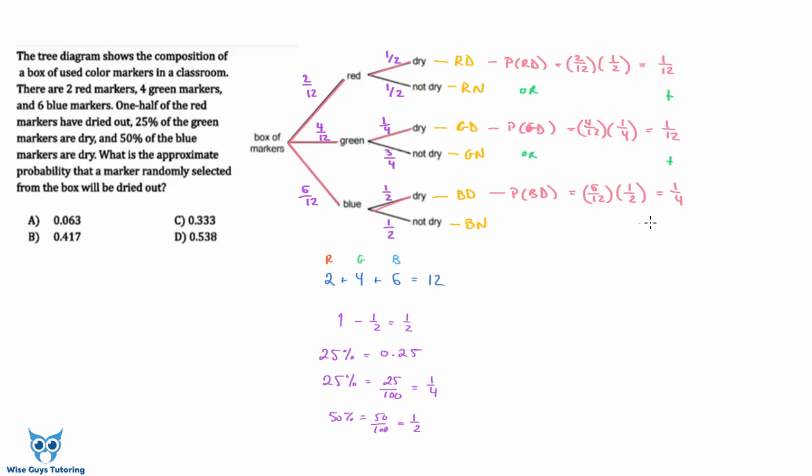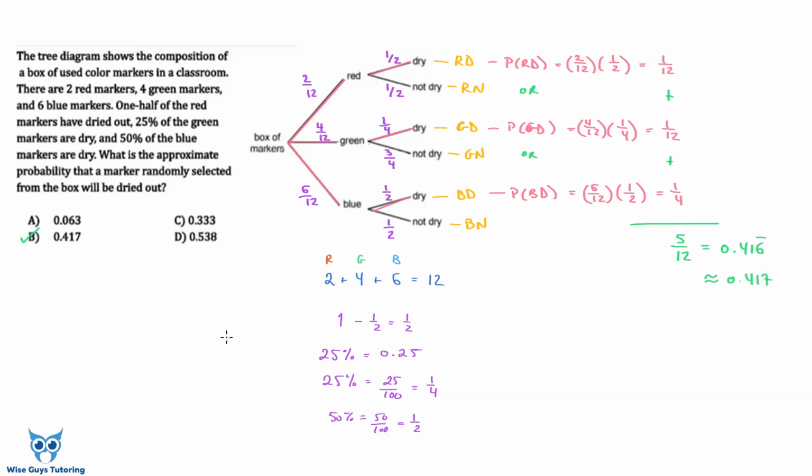And if we add all 3 of these, you punch it in, you're going to get 5 over 12. And as a decimal, this is 0.416 recurring, which, if they only take 3 decimals and you round off, you get 0.417, meaning the answer is B.